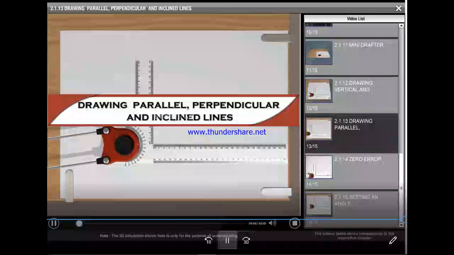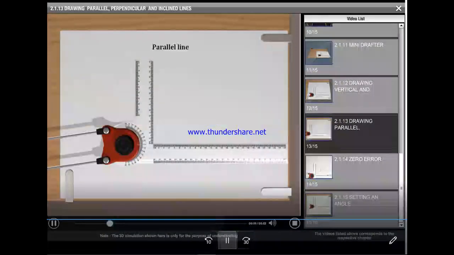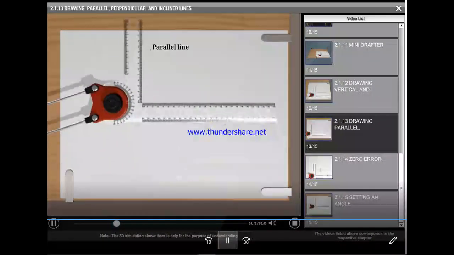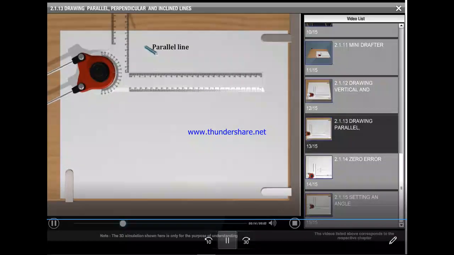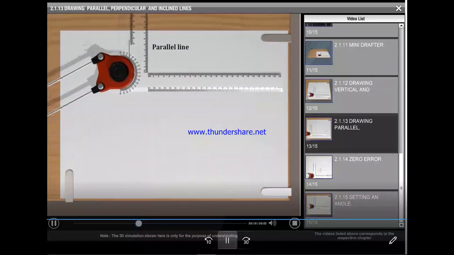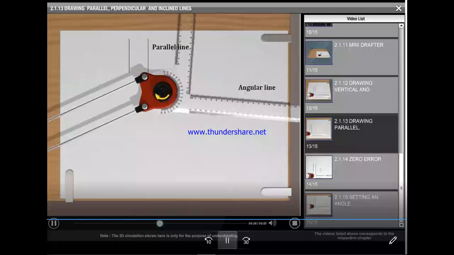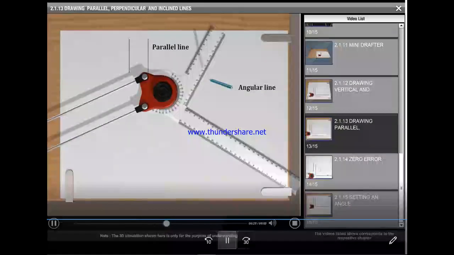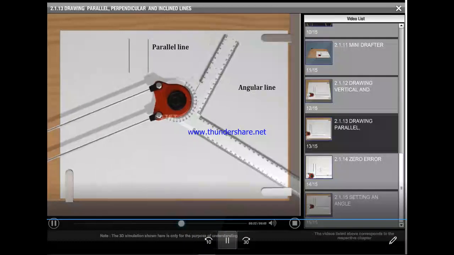In this video, we will see how a mini drafter is useful in drawing parallel, perpendicular and inclined lines. With the help of a mini drafter, parallel lines can be easily drawn. By setting one edge of the drafter coinciding with a line and moving it, a parallel line can be drawn. For angular lines, the scale can be rotated through a suitable angle and any line can be drawn.